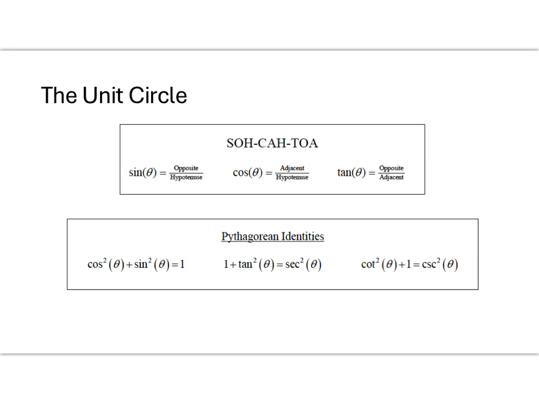Now on this portion, you need to make sure you remember SOHCAHTOA, and I know you do already, where sine is opposite over hypotenuse, cosine is adjacent over hypotenuse, and tangent is opposite over adjacent. So all that's hugely important.